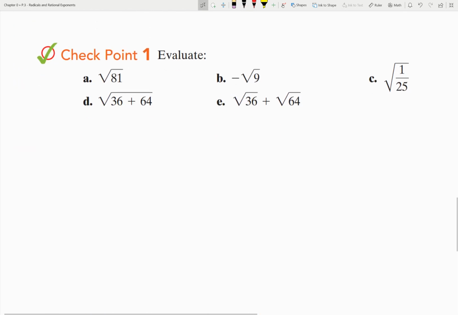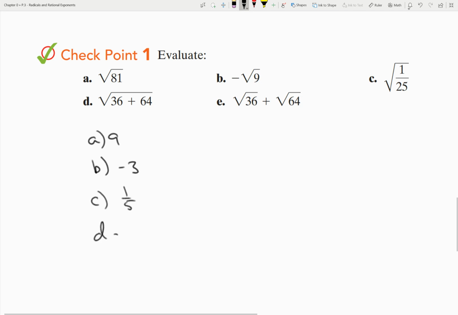All right, same general idea. Part A, the square root of 81 is 9. Part B, the square root of negative 9 is negative 3. For part C, 1 over 25, that turns into 1/5.